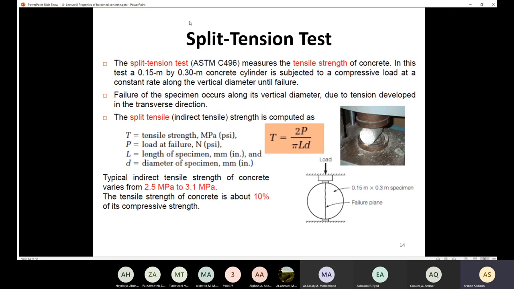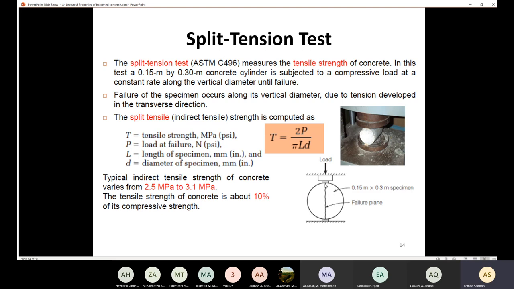Then we have this split tension test. Also, we have done this one in the lab. This test is going to measure the tensile strength of the concrete. In this test, we are going to have a cylinder.